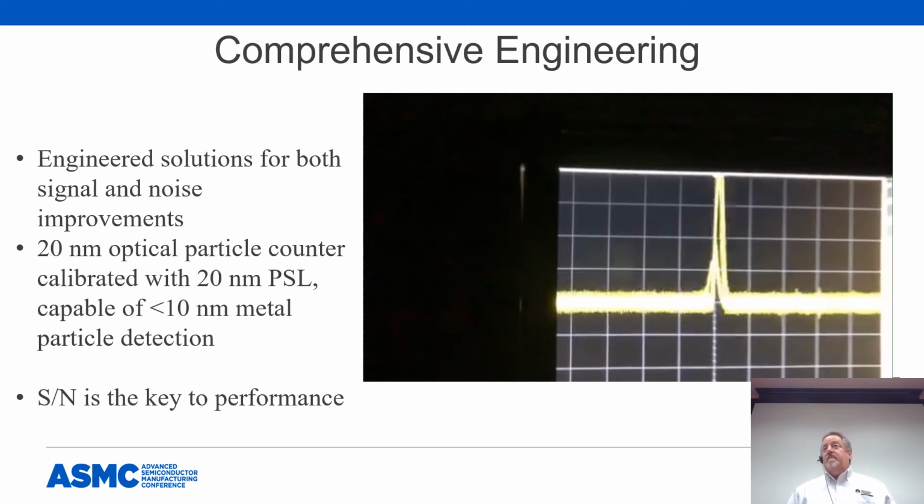And even though these are calibrated with polystyrene latex spheres, the optical particle counters are sensitive to metallic particles of diameters less than 10 nanometers due to the differences in refractive index. We can see a lot smaller metal particles. In any case, the signal to noise is the key to performance and detectability.